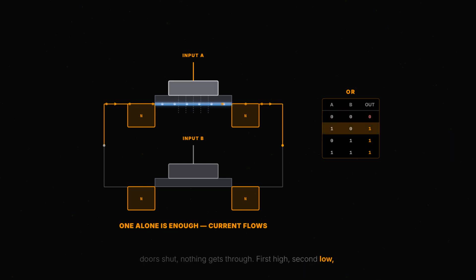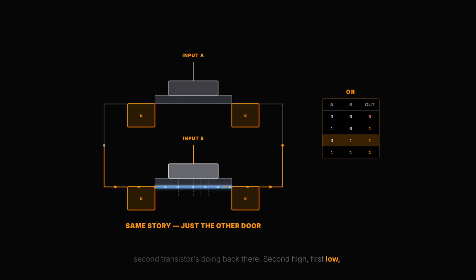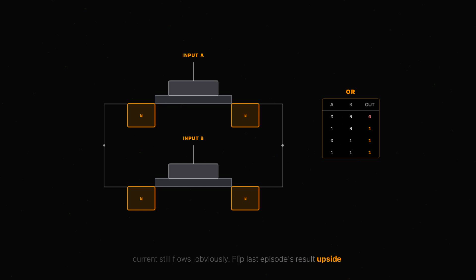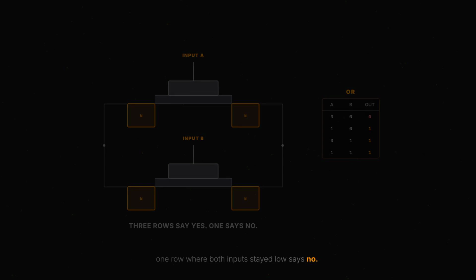First high, second low, that door's open, current flows, and it genuinely doesn't matter what the second transistor's doing back there. Second high, first low, same story, just the other door. Both high, both doors open, current still flows, obviously. Flip last episode's result upside down, and you've basically got this one. Three rows said no, one said yes for AND. Here, three rows say yes, and only the one row where both inputs stayed low says no.